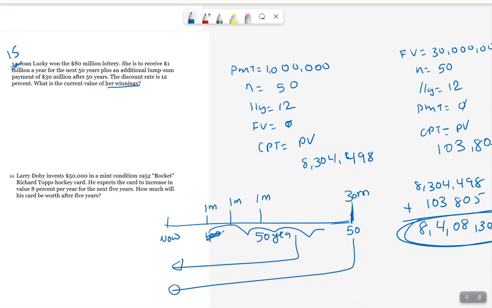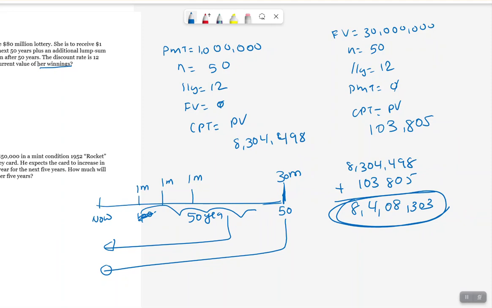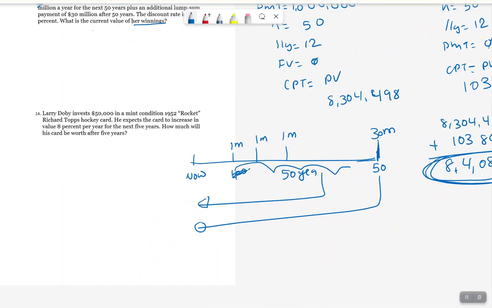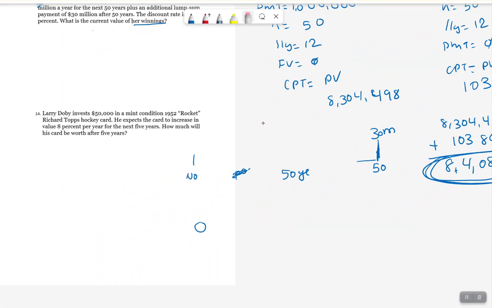So that's what the question was saying. What is the current value of her winning? The current value of her winning is 8,408,303. So let's see if we could go to our next question and see what the next question is asking us to do. So now, our next one, I'm just going to erase it, and then we will do the question.